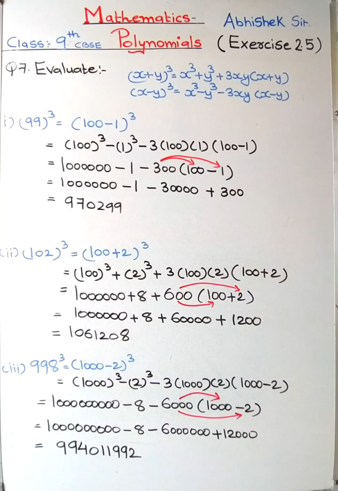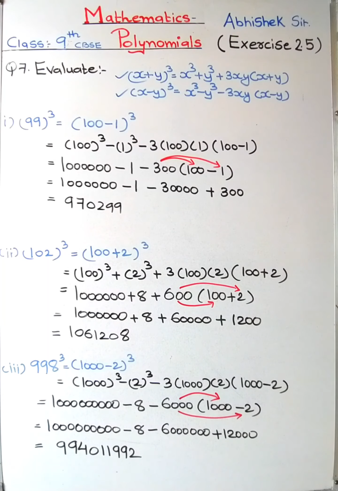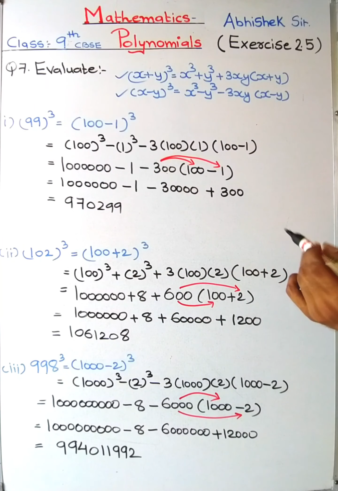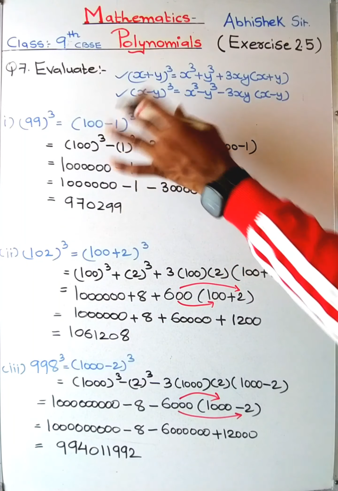Now question number 7 is evaluate by using some identities. In question 6, whatever identities we saw, we are going to use the same identities, that is x plus y whole cube, x minus y whole cube. So I hope you have solved question 6 properly, so you have remembered these identities and how to use them. Question 7 is different from question 1 because we don't have any variable over here, but we have numbers. As we have already solved questions like this, we have to represent or change the question in terms of identities.